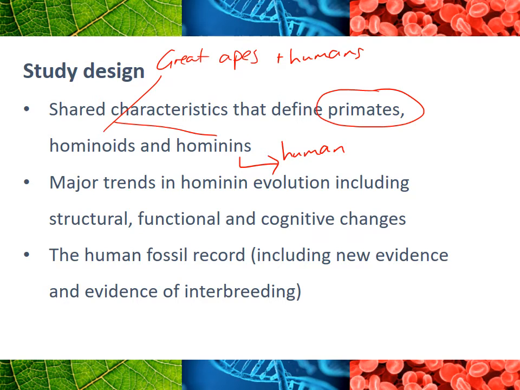What we'll cover is the major trends in hominin evolution. We're really focusing on the evolution of human species, and then we're also going to look at some things that have been picked up when we've looked at the fossil record. As we go through, I'll tell you when you should pause and maybe take a break or wait and continue in the next lesson.